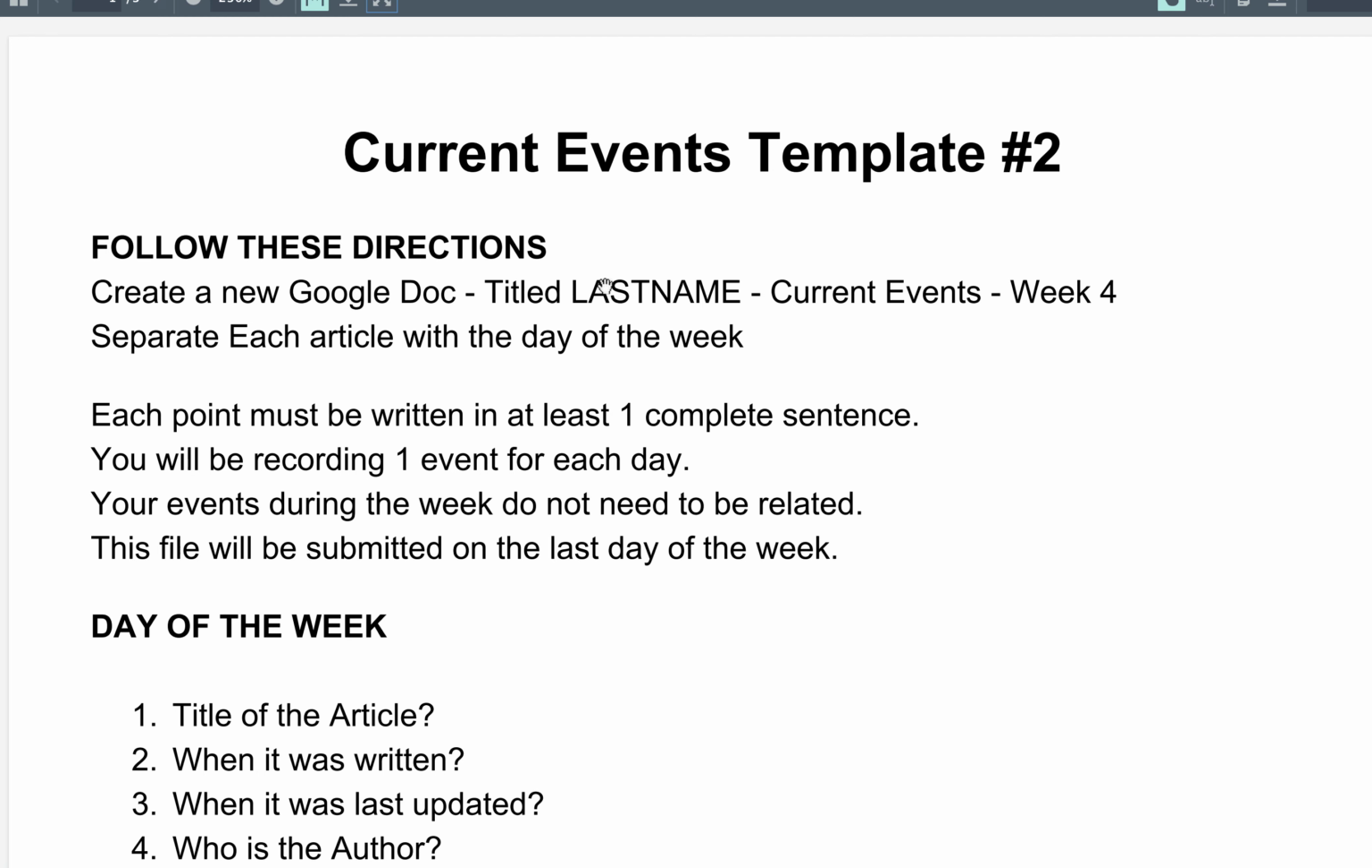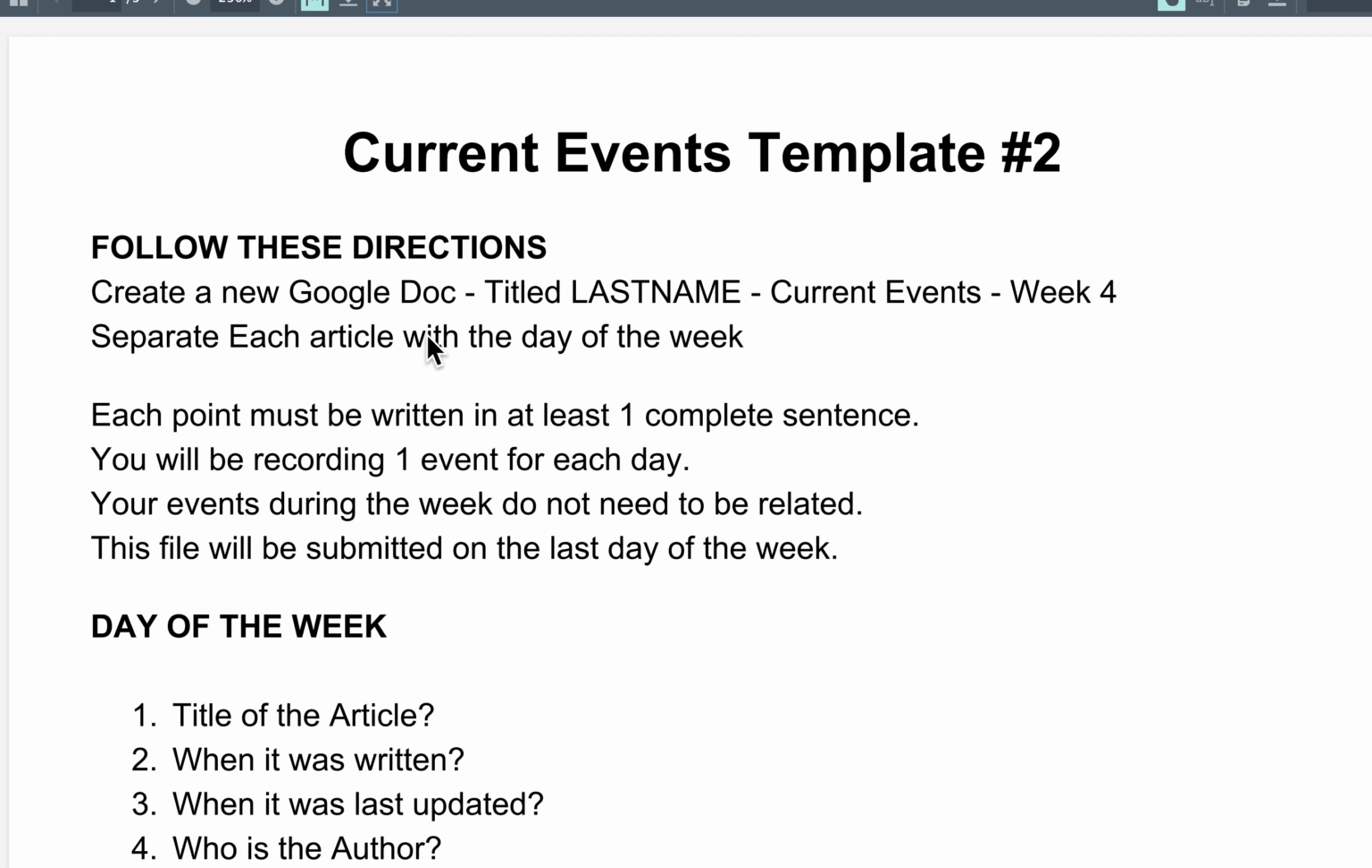be titled Last Name, Current Events, Week 4. I had people coming up with their own naming schemes the last couple of weeks, and it's very hard to know what the file is and who's created the file. So I need you to have Current Events, Week number 4. It makes it easier for me because I can look at it and say, okay, this is week 4. And it also makes it easier for you when you're uploading it. You just have to look in your folder for week number 4.